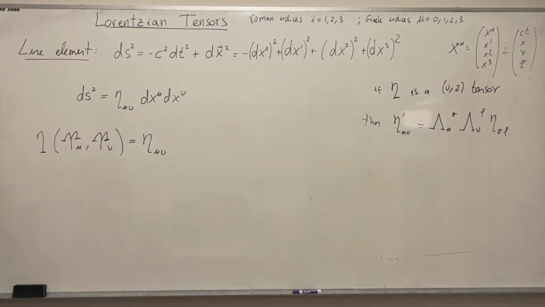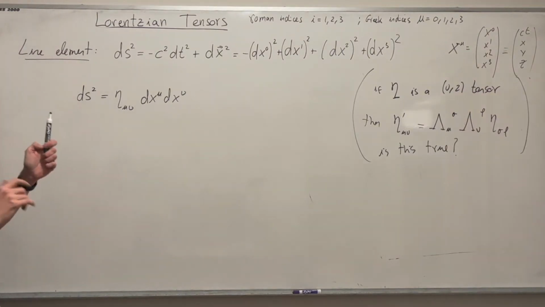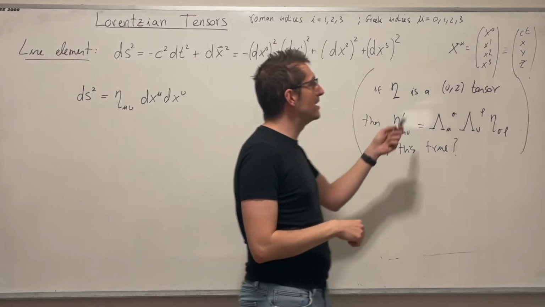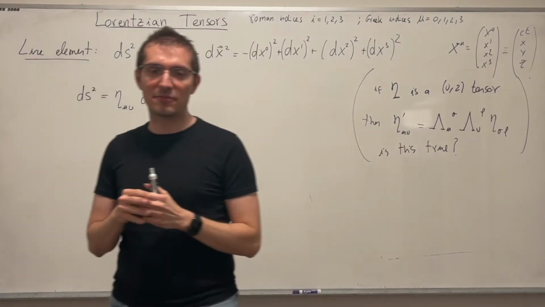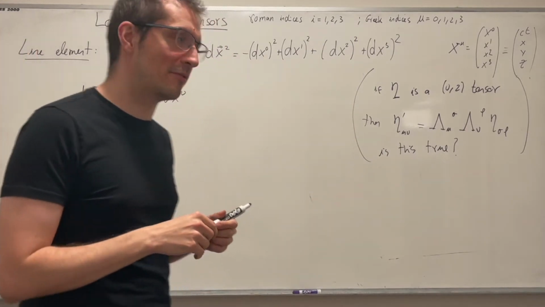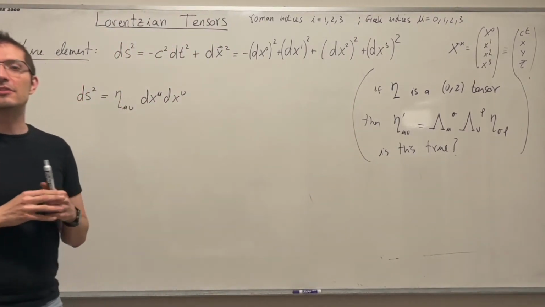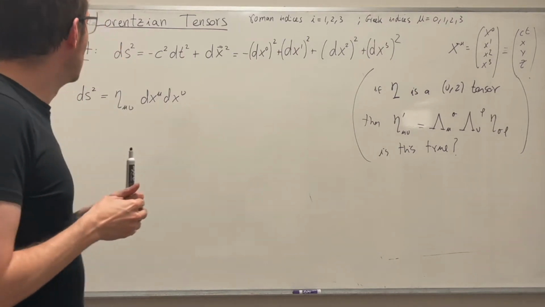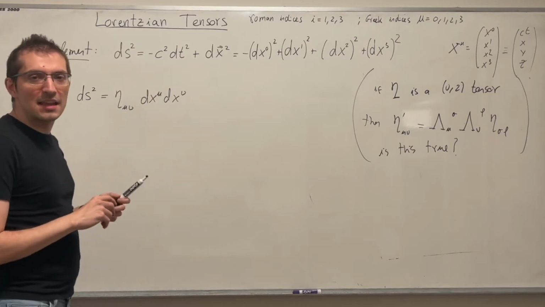Now, question: does eta transform like that? Well, let's see. Let's imagine that the lambdas here, when I represent them, are a change of basis, mapping from one reference frame to another, between two inertial reference frames. And then we know that the line element is invariant under changes of reference frame. That's kind of cool.